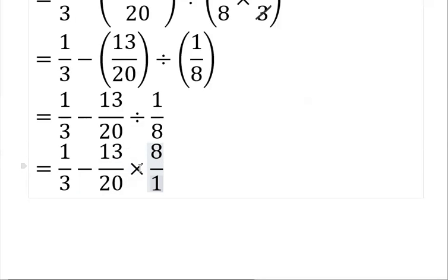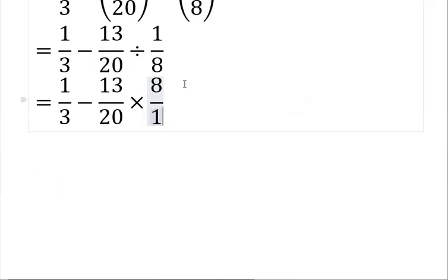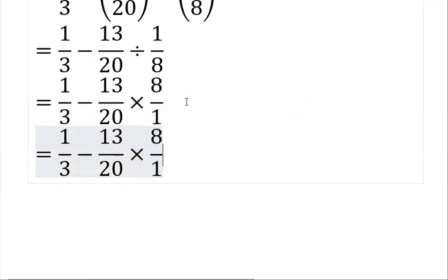Now, the next thing is, after division, we have multiplication that we have here already. So we operate what we have here. So let's see what we can do. Two ways. You can multiply 13 times 8 for a numerator, 20 times 1 for denominator, or if there is a way you can cut out, you can also cut it. So you will still get the same answer. So let's see if we can cut out and see what we arrive at.